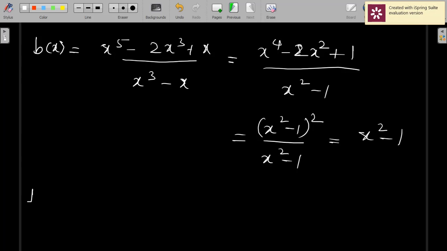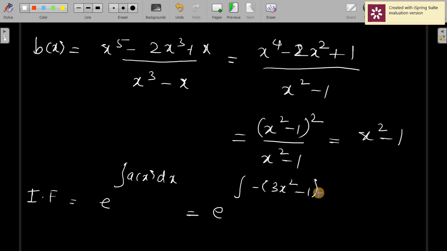And the integrating factor is given by e raised to the integral of a of x dx, which is the same as e raised to the integral of minus 3x square minus 1 into dx upon x cube minus x. You can see that the derivative of this whole term is appearing in the numerator with the minus sign. So this should be e raised to minus of log of x cube minus x, and that is exactly the same as 1 upon x cube minus x. Okay, so that's the integrating factor.